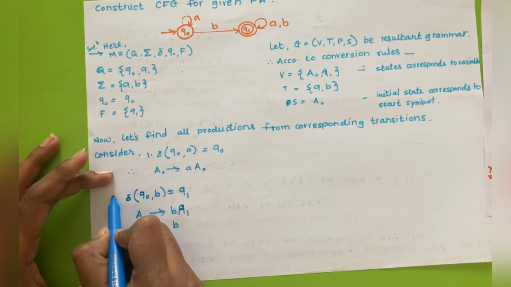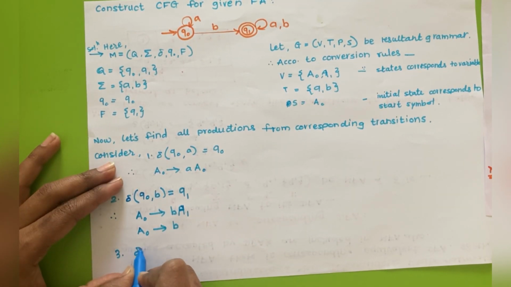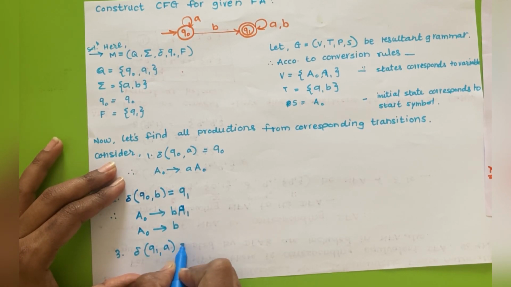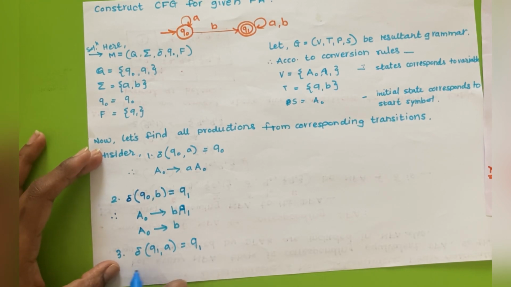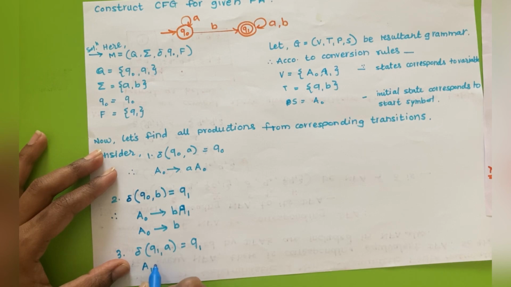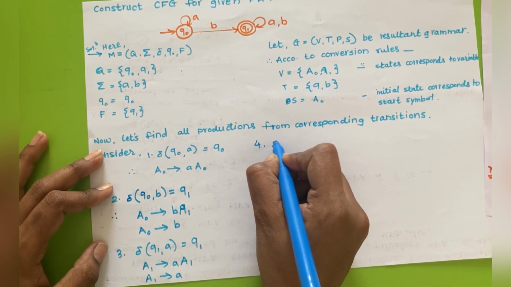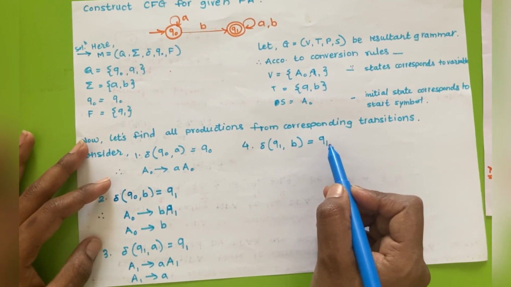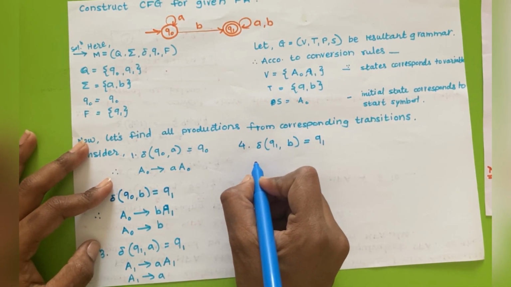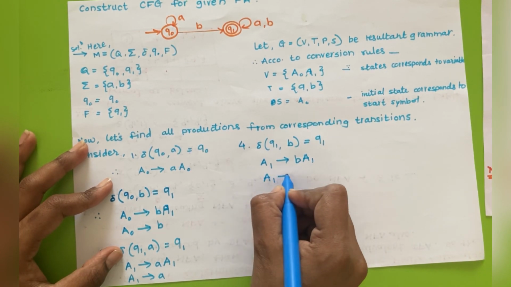Now we will consider the third transition, that is delta of Q1 comma a is equal to Q1 itself, and Q1 is a final state, so we again follow the second rule. How can I write this? A1 tends to a A1, and A1 tends to a. Now we will consider the fourth transition, that is delta of Q1 comma b is equal to Q1 itself, and again the output state is a final state, so I have to write two productions for a single transition: instead of Q1 I'll write A1 tends to b A1 and A1 tends to simply b.